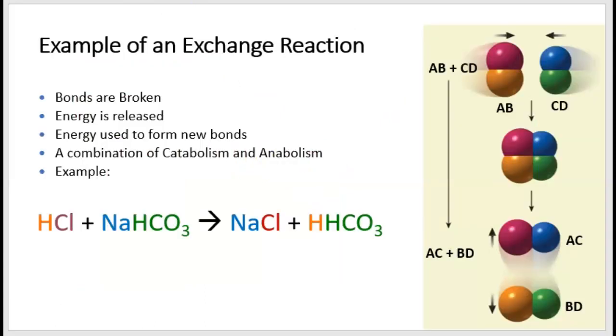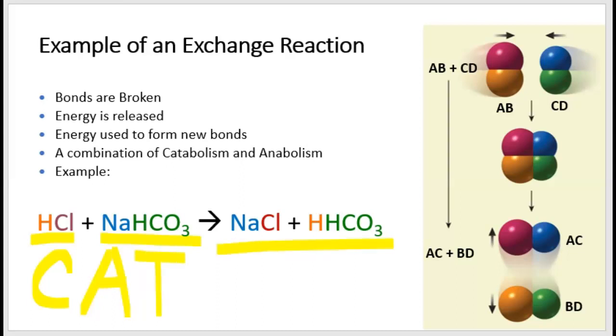Here's an example of an exchange reaction. So essentially catabolism and anabolism both happen. So bonds will be broken. Here are two reactants, hydrochloric acid and sodium bicarbonate. They're going to be broken down and something else is going to be rebuilt. These two reactants will be catabolized, and the products will be formed.